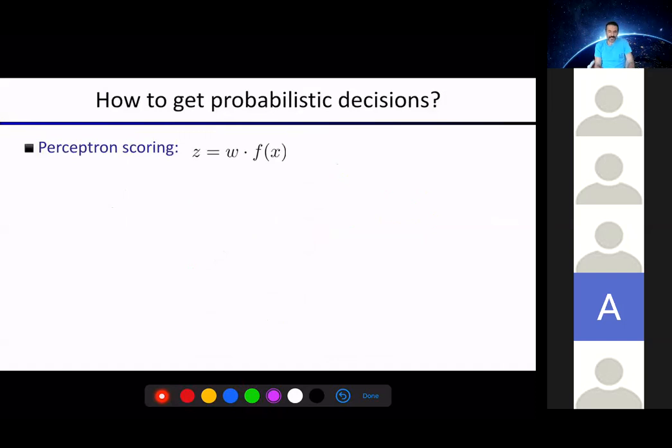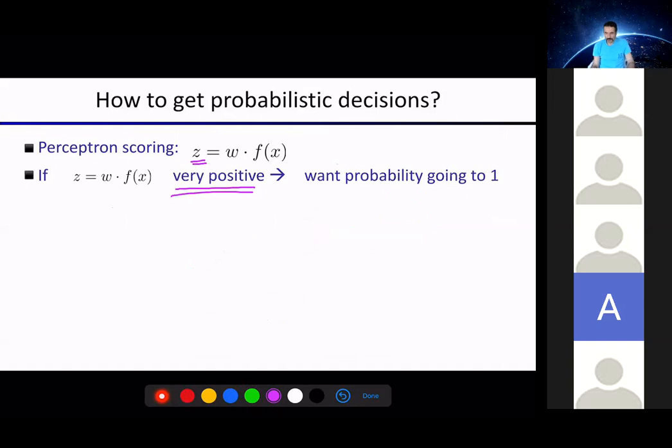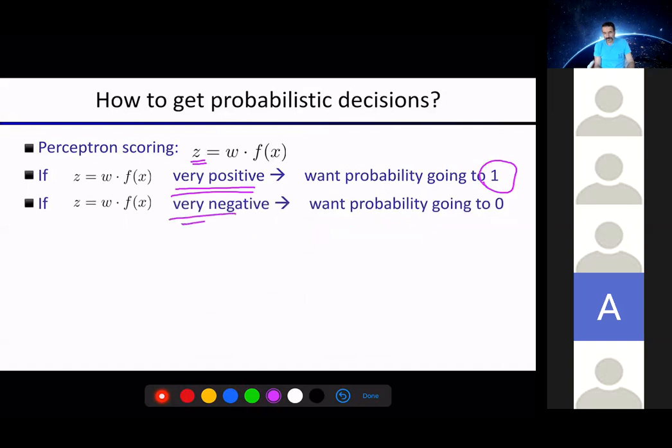So, in a way, you want to turn these Z or activation values into some probabilities. How to do that? You have some clue, right? If this is very positive, you maybe want to assign a probability closer to 1. If this is very negative, you want to assign a probability of 0, right? So this is the way you could think about this. In multiple classes, we will also see a similar kind of transformation.